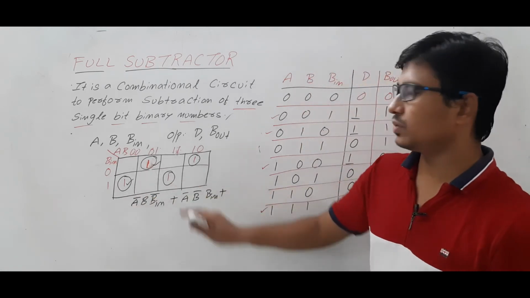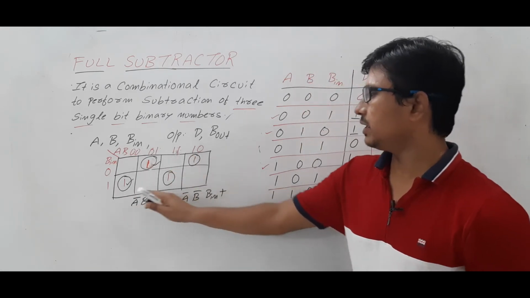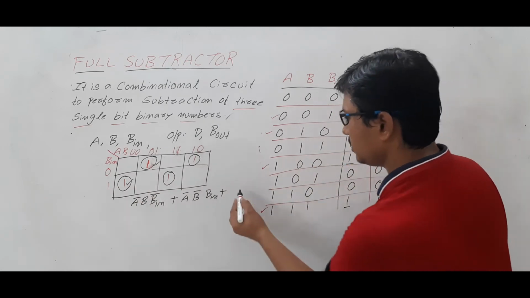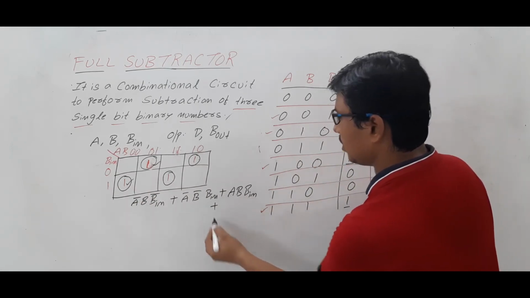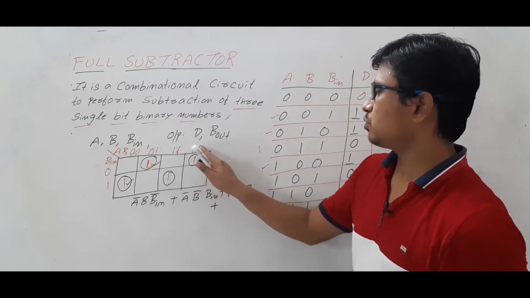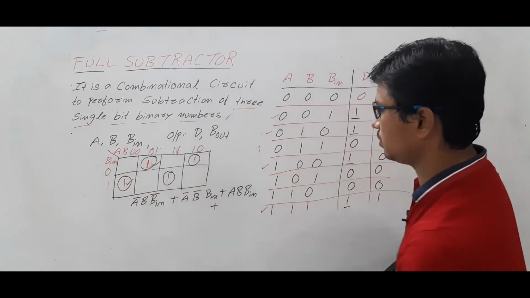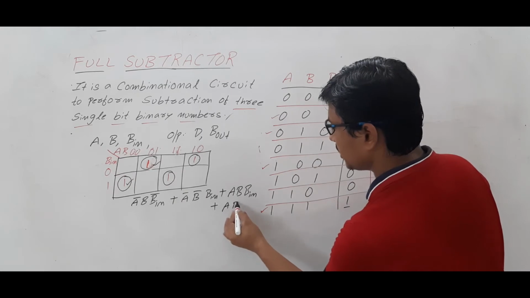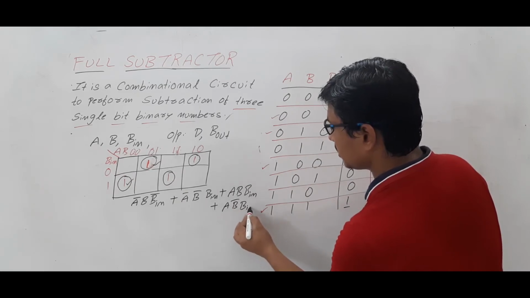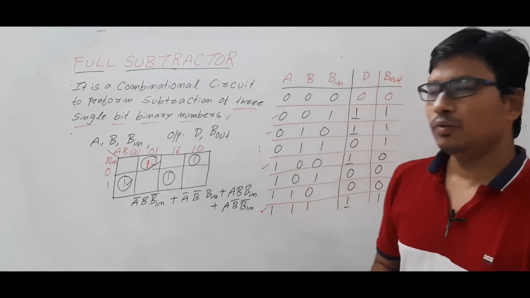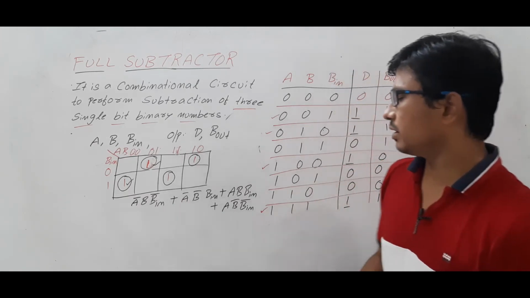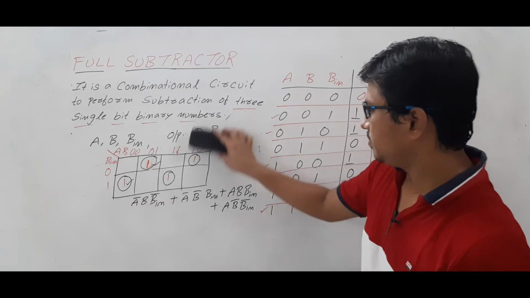Now let me do this one. This is A, B, B in. So A, B, B in. Or this one, this is 1, 0, 0. So A, B complement, B in complement. So this is the expression we got. We'll make it into a simplified one. How to do it, I will discuss now.